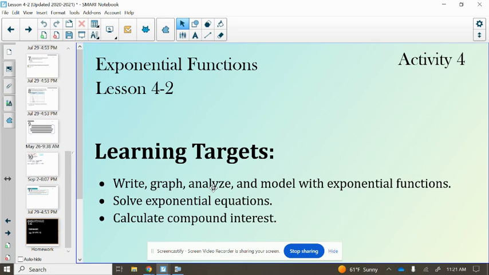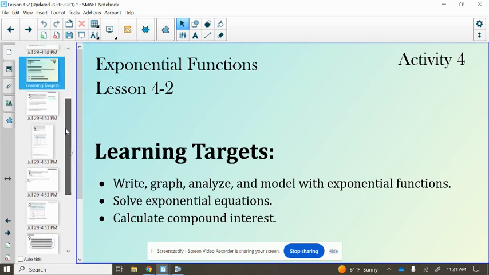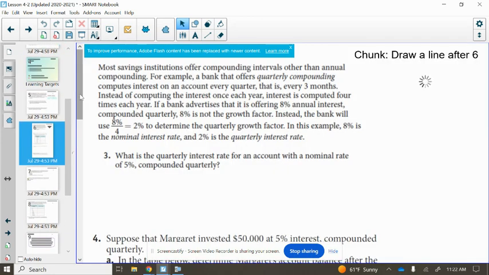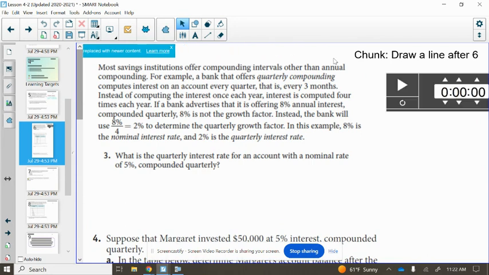Compoundings that aren't just annual. Today we're going to start on page 52 in your books. Now on page 52, if we look down to the bottom, we see some talk about institutions and compounding beyond what we have, our annual.